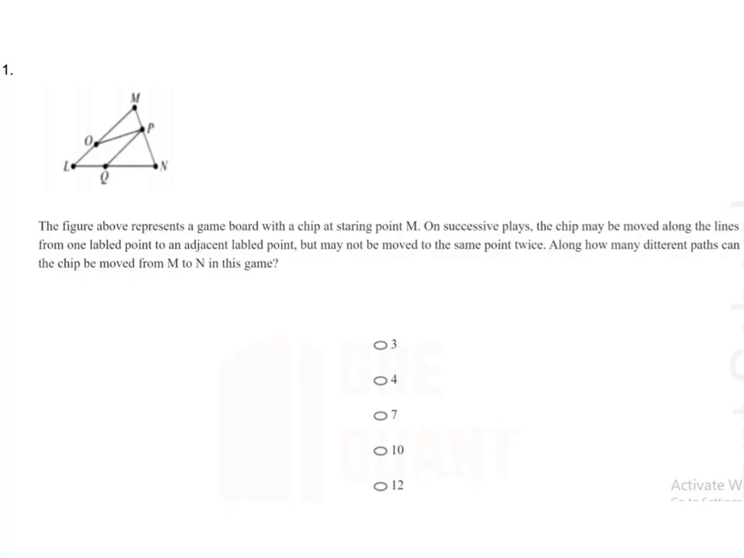The figure above represents a game board with a tip at starting point M. On successive plays, the tip must be moved along the lines from one leveled point to an adjacent leveled point, but may not be moved to the same point twice. Along how many different paths can the tip be moved from M to N in this game?